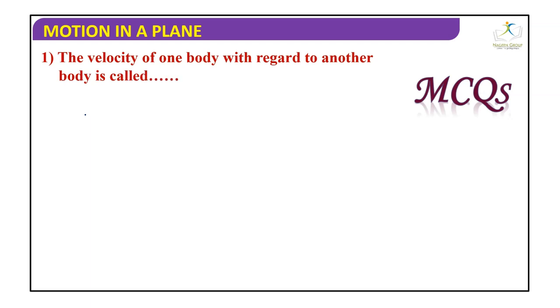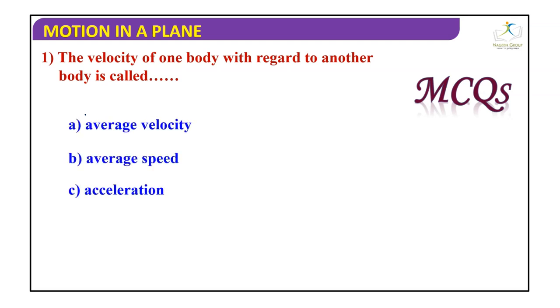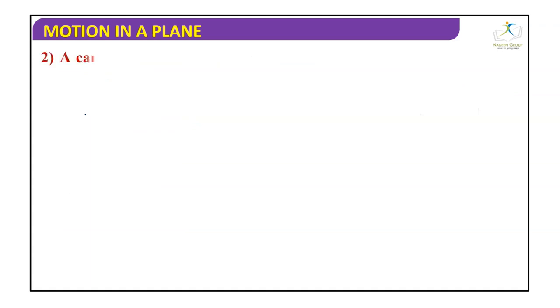The velocity of one body with regard to another body is called average velocity, average speed, acceleration, or relative velocity. As a visual student, we know that the correct answer will be relative velocity.